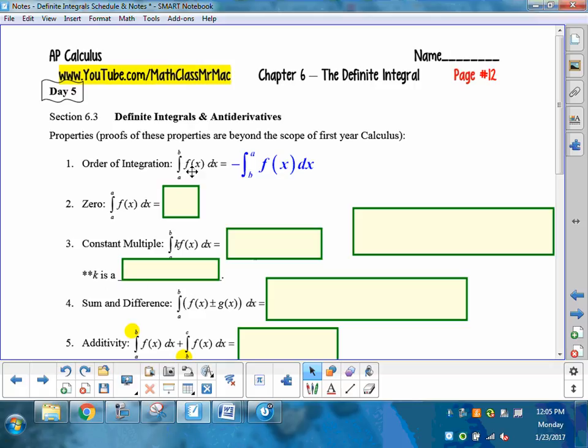Now, here's the other one that we stated before. How many friends do you have if that's the number of friends you got? 0. 0, because you're creating a rectangle with no width. It's from a to a of whatever the function value is. That's not a rectangle, that's a line.